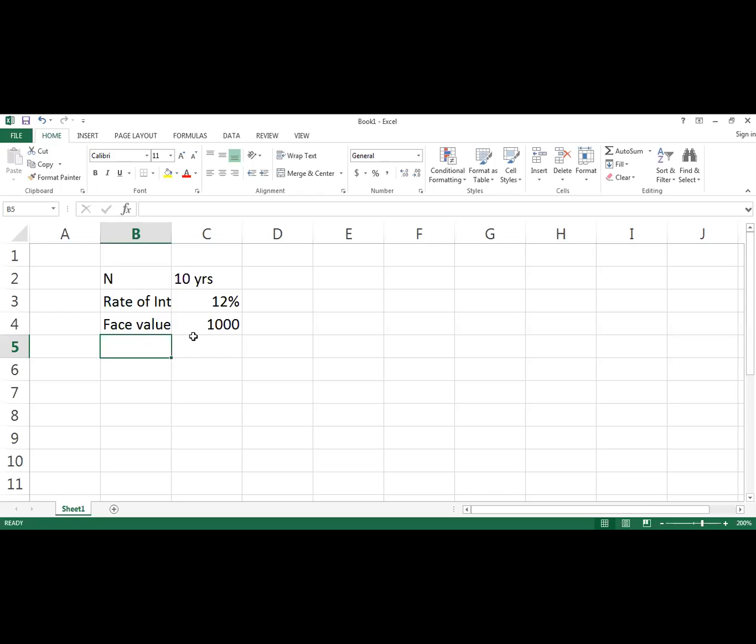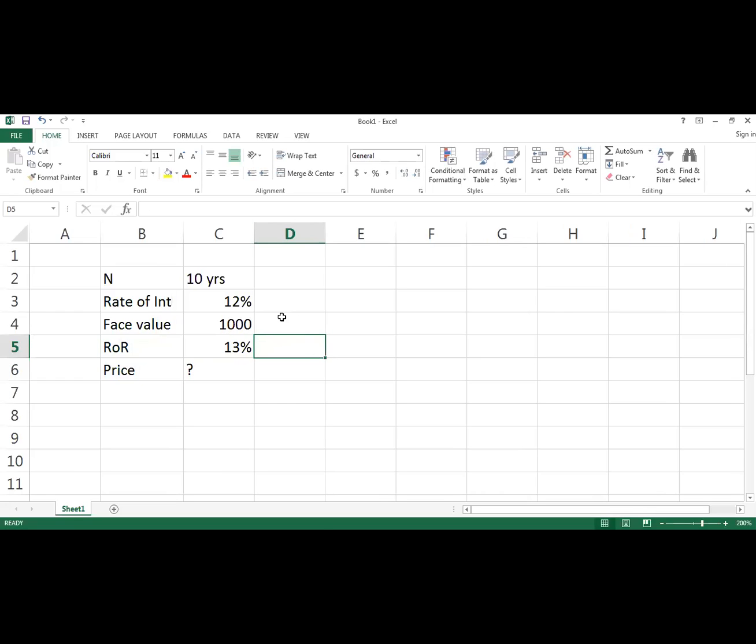Required rate of return, I'll write in short, on this particular bond is 13%. I want a 13% required rate of return. The question is, what should be the price of the bond? This is the question that has been asked to us. We have to find out the price of the bond.